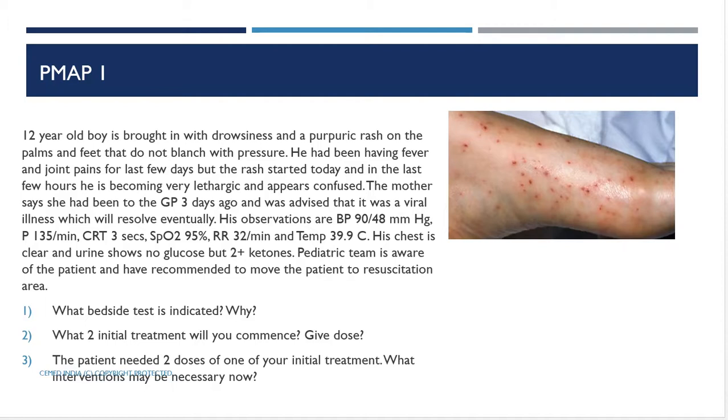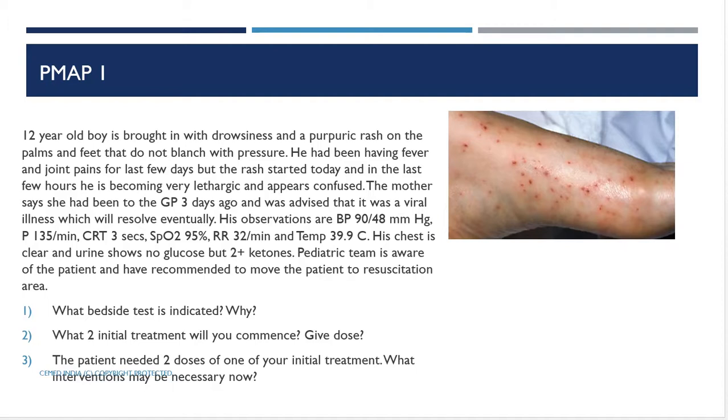What initial treatment will you commence? Give IV fluid, 0.9% normal saline, 20 ml per kg stat, and that is for the heart rate and the blood pressure. And ceftriaxone IV 80 milligrams per kg.